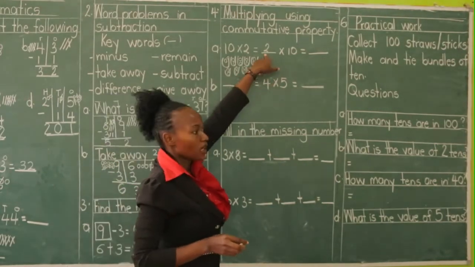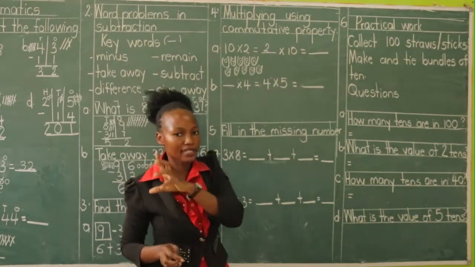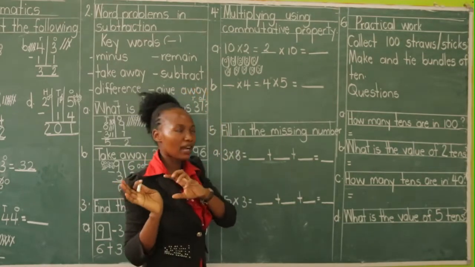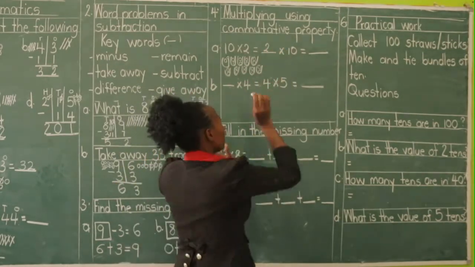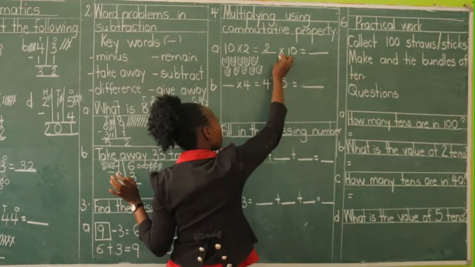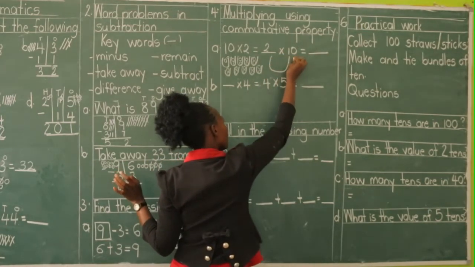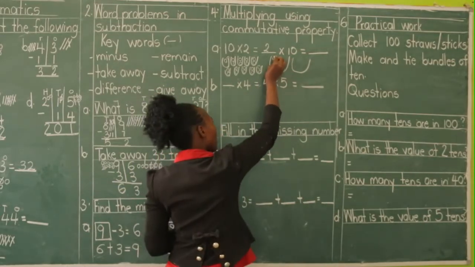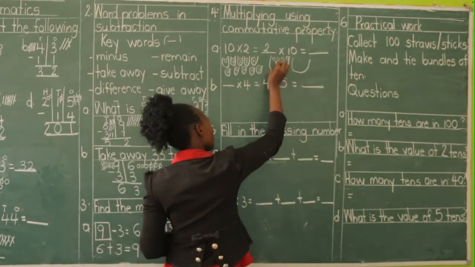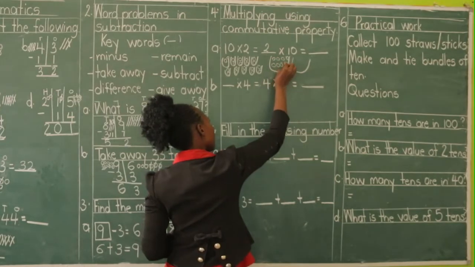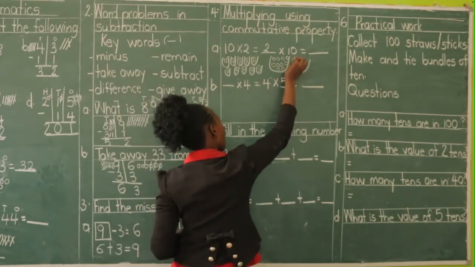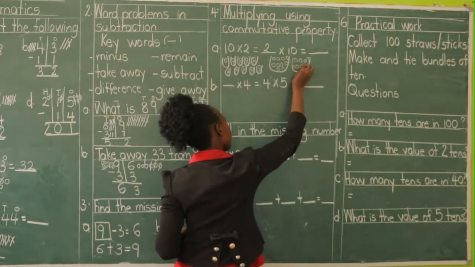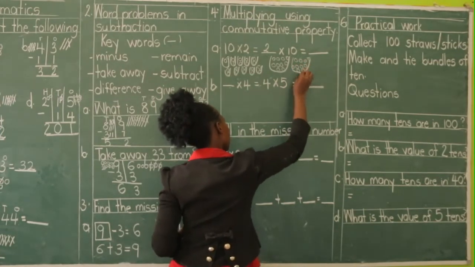And here we are going to form 2 groups of 10. After, we are going to see whether the answer we get here is the same as the answer we get here. Here we are going to form 2 groups of 10. 1 group, 2 groups of 10. 1, 2, 3, 4, 5, 6, 7, 8, 9, 10.